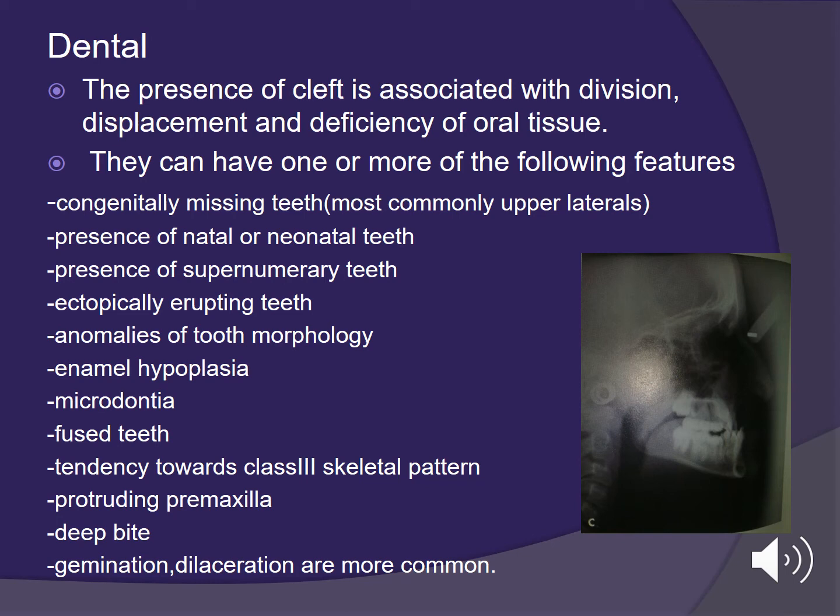Usually, protruding premaxilla happens in a patient with a bilateral cleft, where the premaxilla will protrude forward and be mobile. And the patient may also have deep bite, spacing, and crowding.